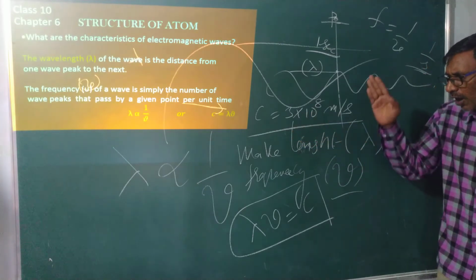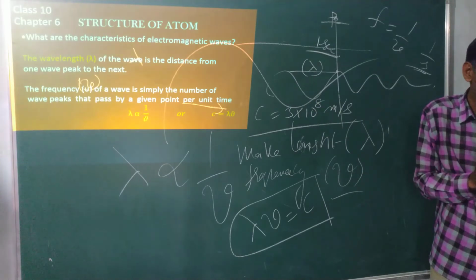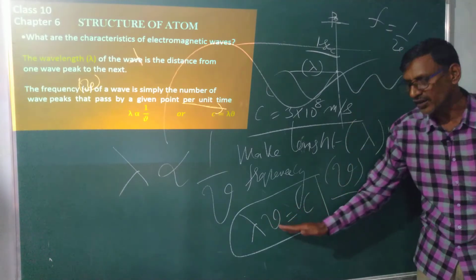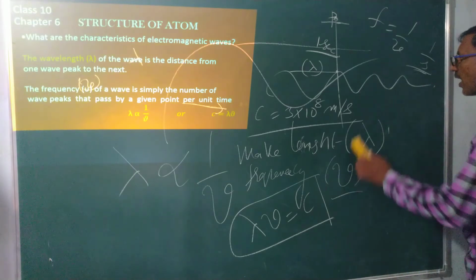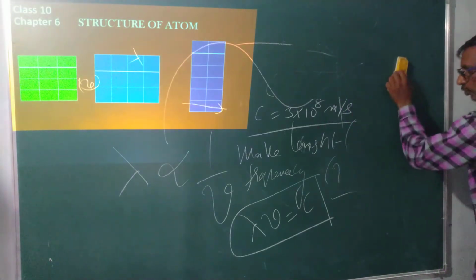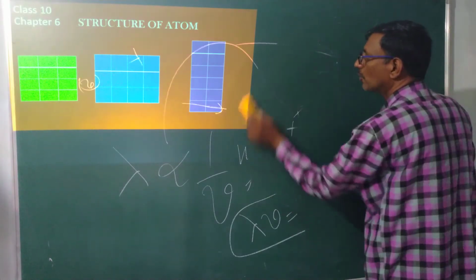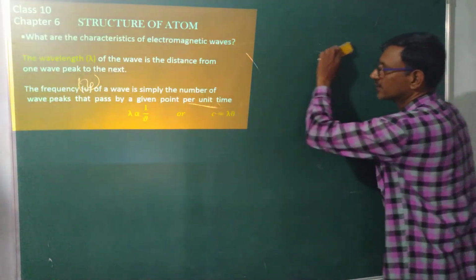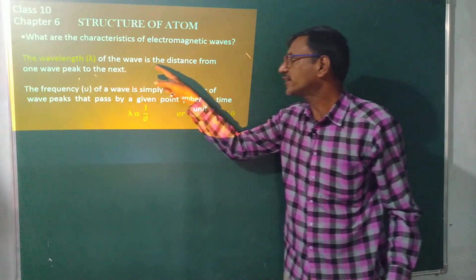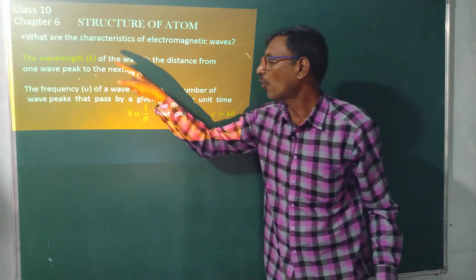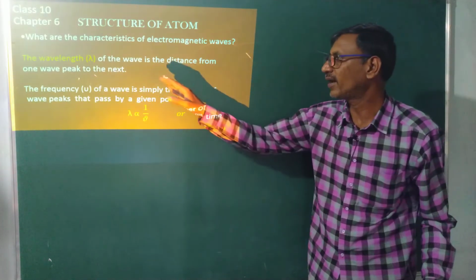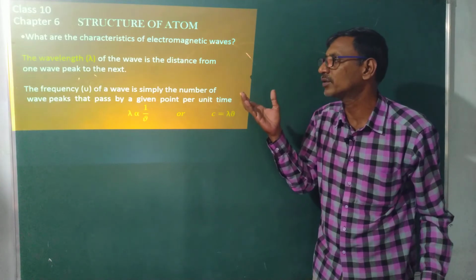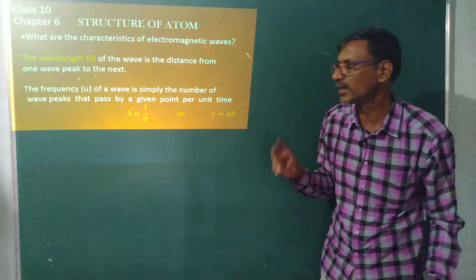Why have we taken lambda into nu is equal to c? Here is my basic doubt, and I will come back to it. Lambda into nu is equal to c. See, I will give a best example. Now you understood two things. Wavelength is denoted by lambda. Wavelength of the wave is the distance from one peak to the next peak. Okay, that is very, very clear.